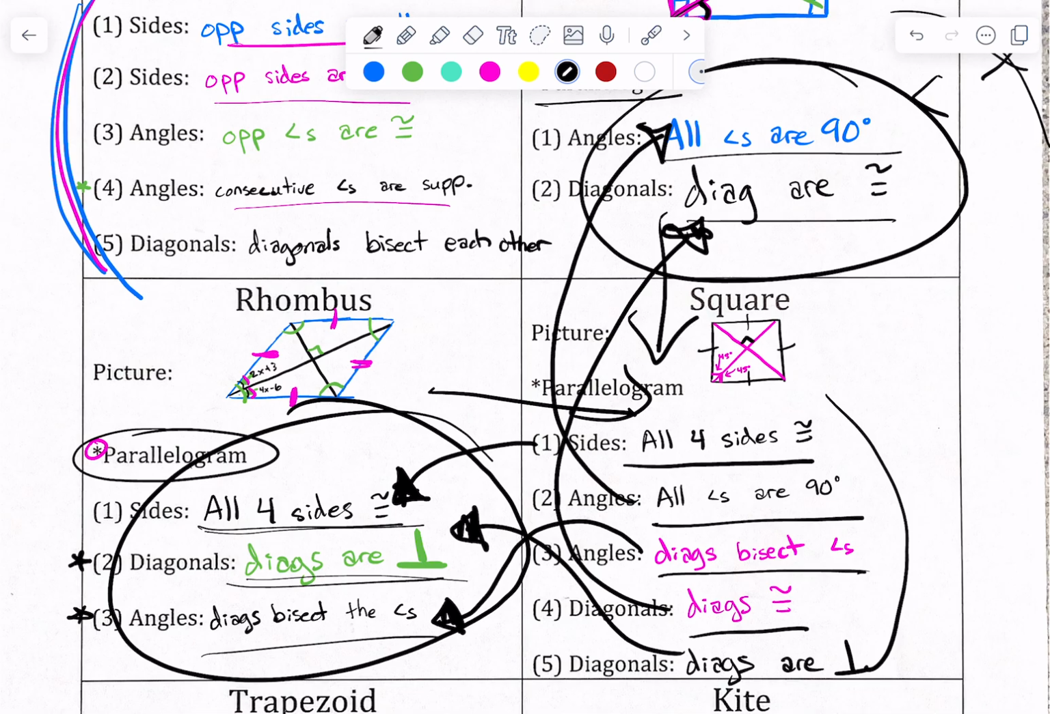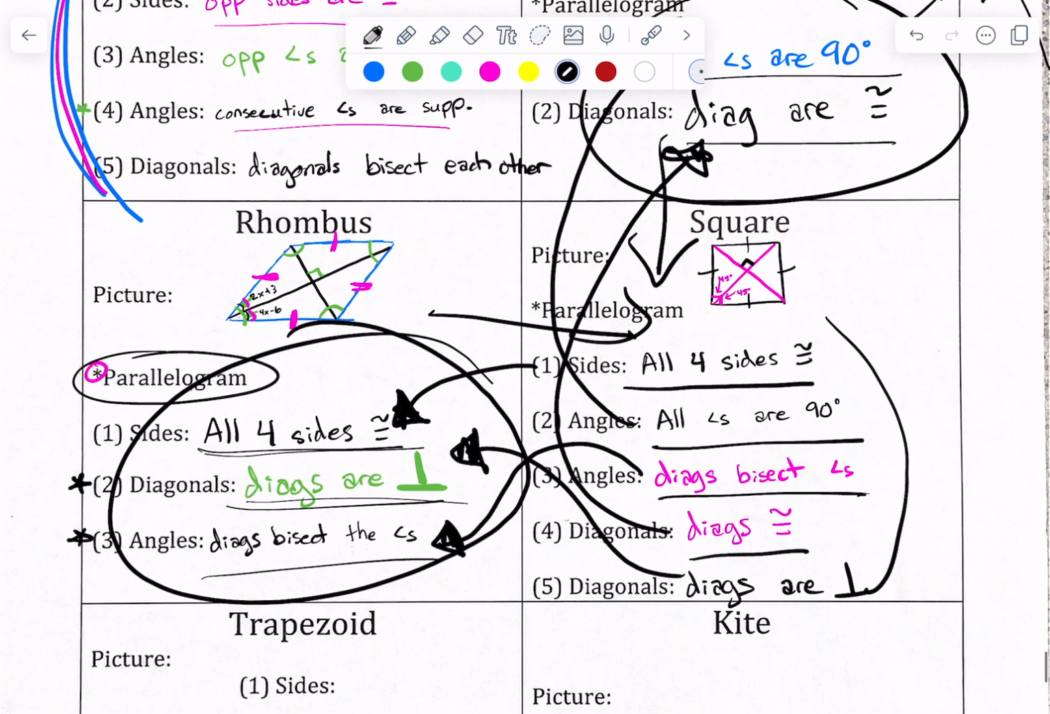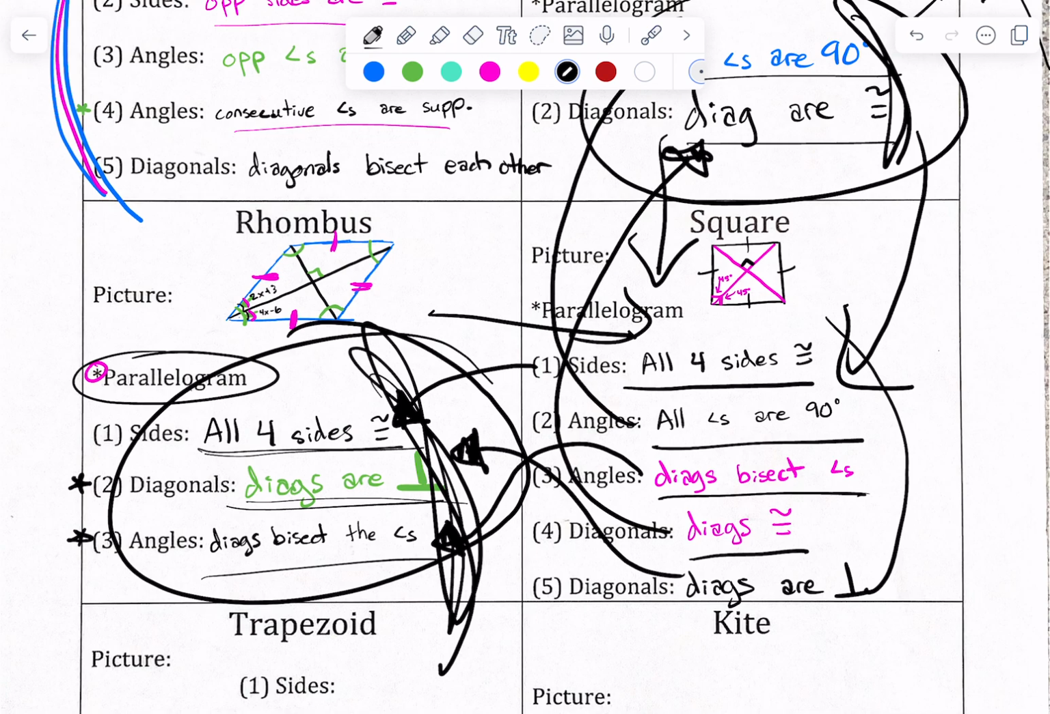Did you know that? The square is a perfect combination of a rectangle and a rhombus. So if you know these three and you know these two, you can cheat and just lump them together here. Got it? That's all. And that can help you figure out, because if you know, like, maybe these five.